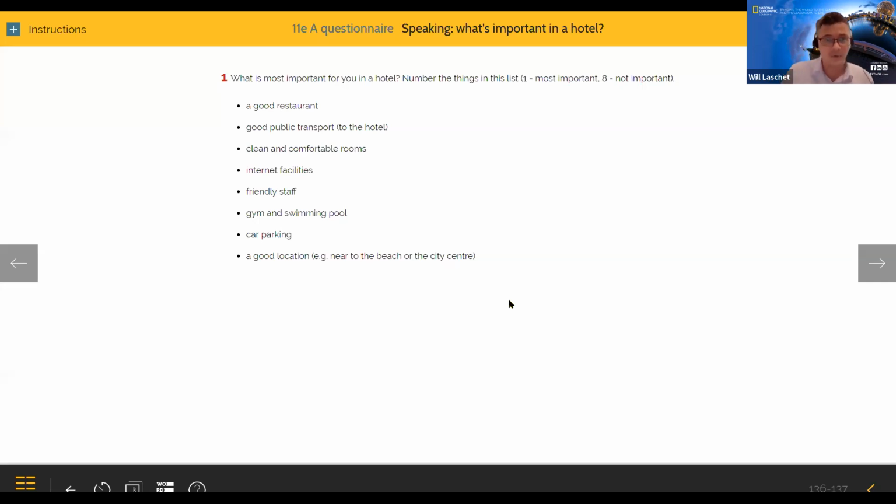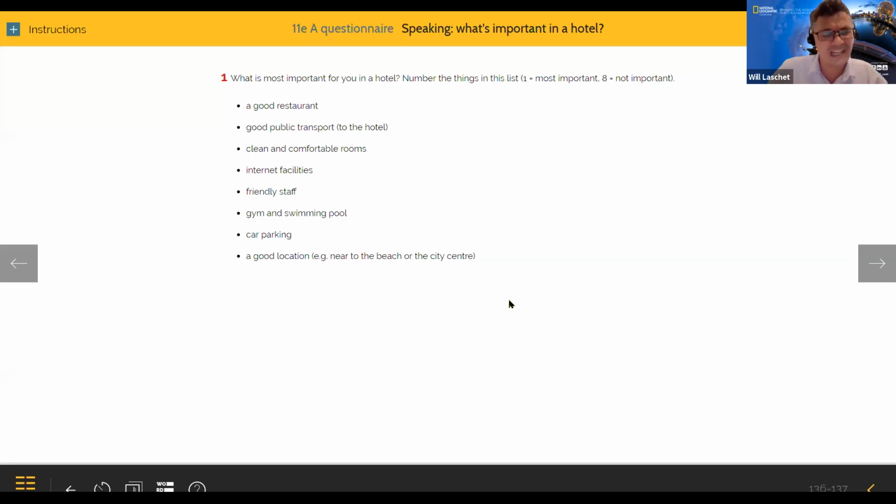Okay, and if we go down, we can see that the least important two, car parking is the least important, and gym and swimming pool the second least important. So that gives us a very good idea. These two questions give us a very good idea of what's important to you and what's not important to you. And I think that's quite interesting, because this is maybe not what I would have guessed.